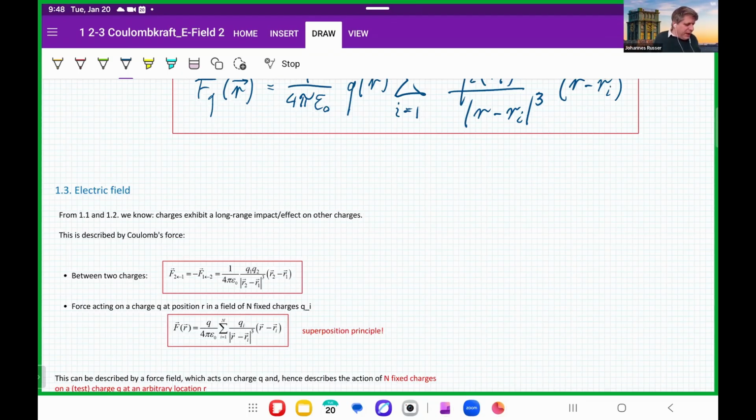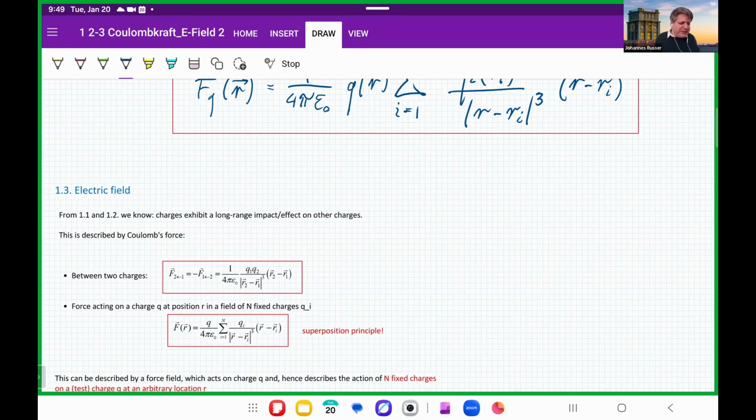And you see that the other charges are causing some reaction if you move the test charge.